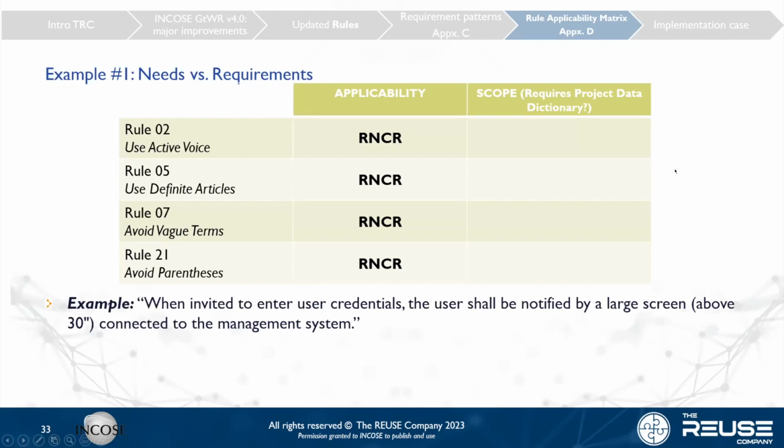In this example, we have rule number 2 featured. When invited to enter user credentials, we have "be notified". We have the indefinite article, a large screen. We don't define what it means. We define it between brackets, so it's not allowed by rule 21. But in that case, it would be considered a valid need, but not a valid requirement, because we don't define the dimensions of the screen. Maybe if we don't have the management system defined, we would have data dictionaries also involved.